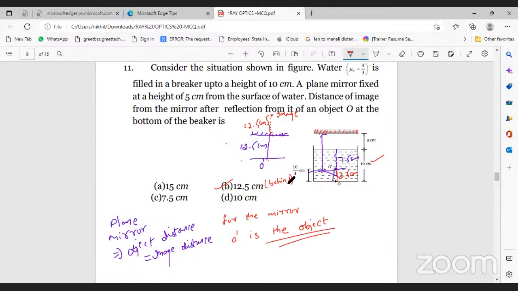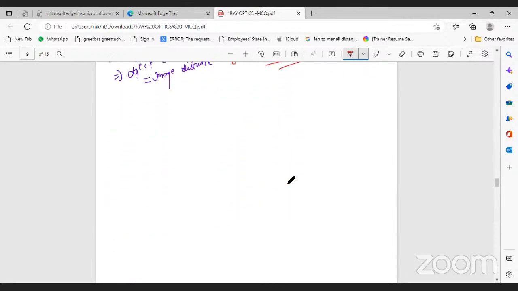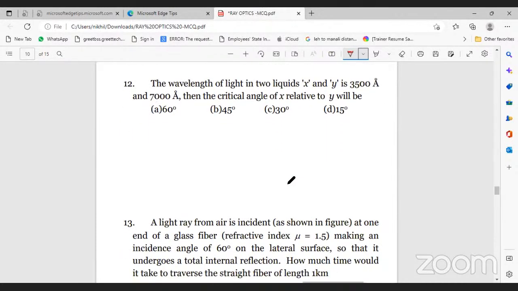Any doubt, Ajay? No, sir. Yeah. See here, this is most confusing. I think I've given this in the synopsis also.